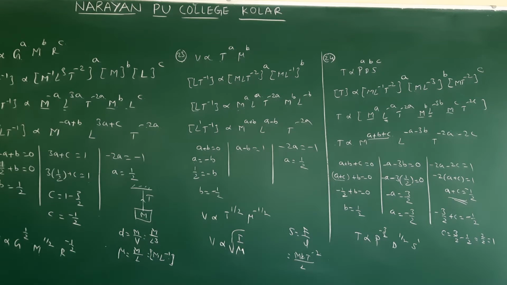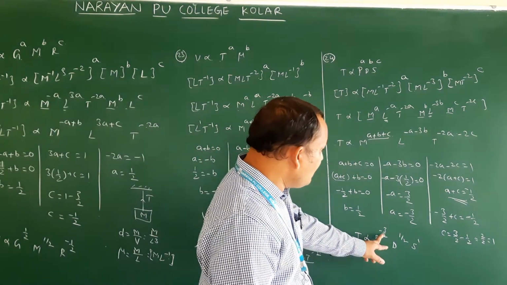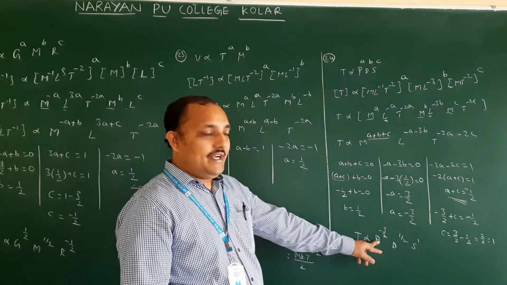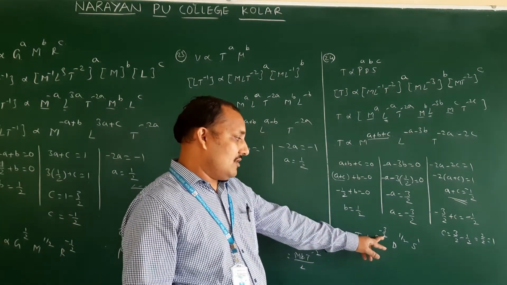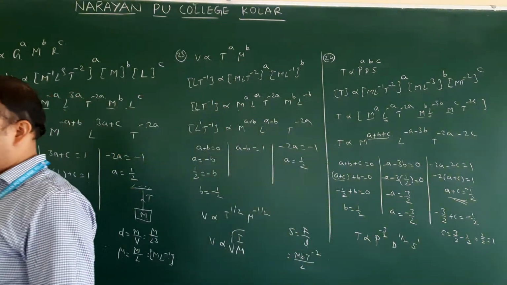a plus b plus c is option 3. Question number 24. What did they give? For option 4 they give t power minus 1 by 2, d power 1 by 2, s power 1. The a value they got is 1 by 2. So this is only correct, what we did. They gave the option wrong. So therefore, what we did, that is only correct.